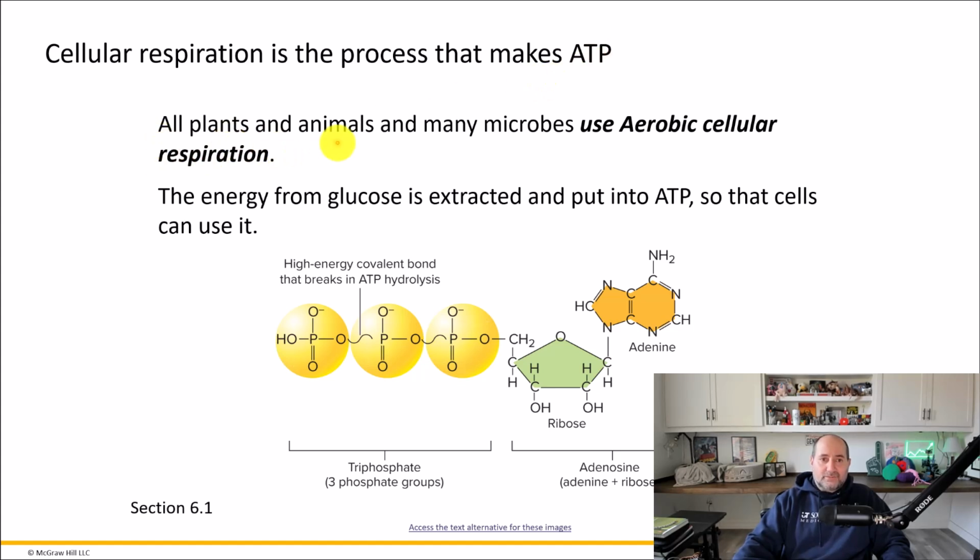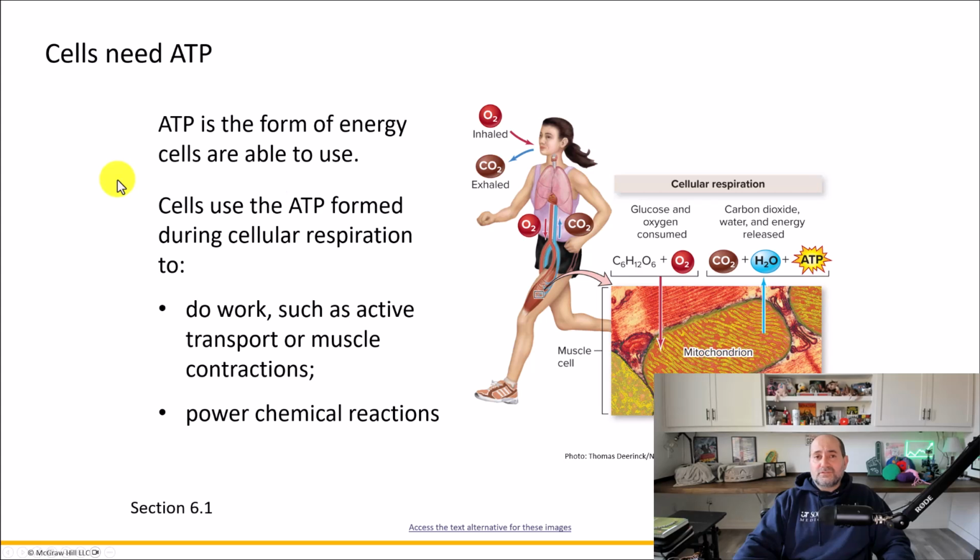All plants and animals and many microbes use aerobic cellular respiration. Aerobic meaning it requires oxygen, cellular respiration being the process of making ATP in the mitochondria. So essentially, the energy from the glucose you eat in your diet is extracted by cellular respiration and put into ATP, and it's the ATP molecule that the cells can directly use. Those cells in your body all require ATP to grow, to divide, to live, to signal. Without ATP, life would be impossible.